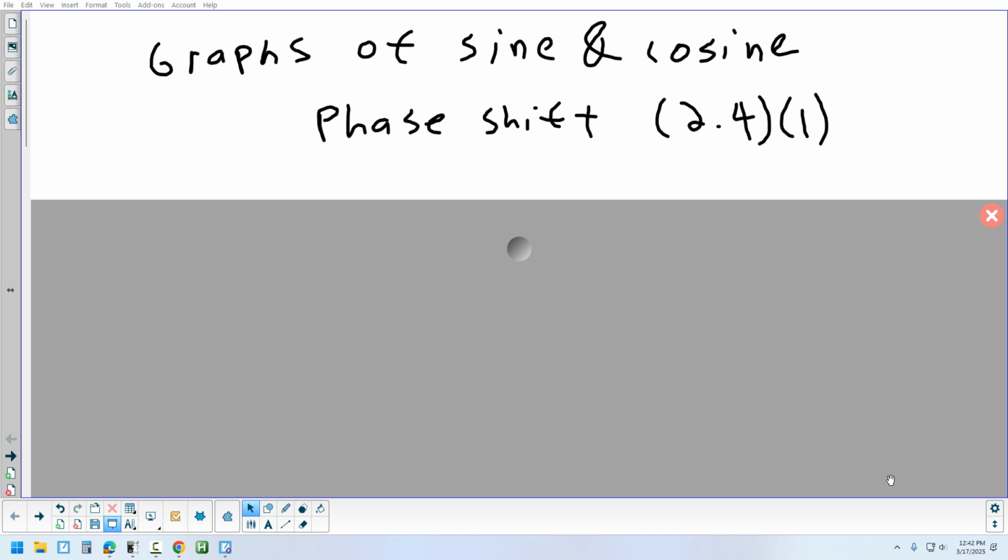All right, so section 2.4, we're going to take a look at graphing sine and cosine. Now, as we've gone through trig, we've studied 6 different functions: sine, cosine, tangent, cotangent, secant, and cosecant. As far as graphing, in this class, we only graph sine and cosine. Those are the only 2 that we look at.